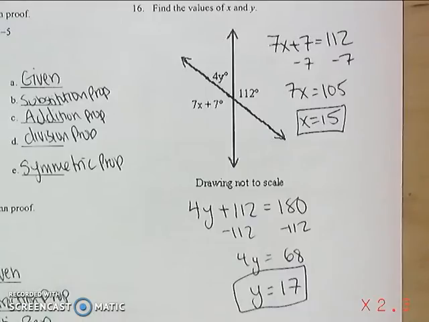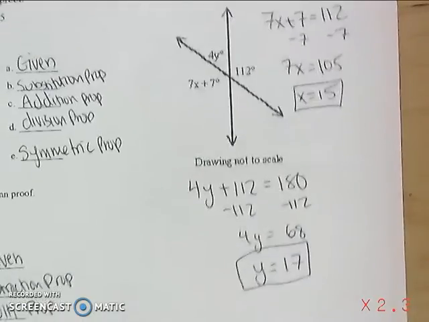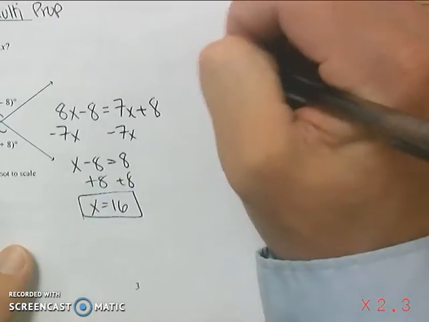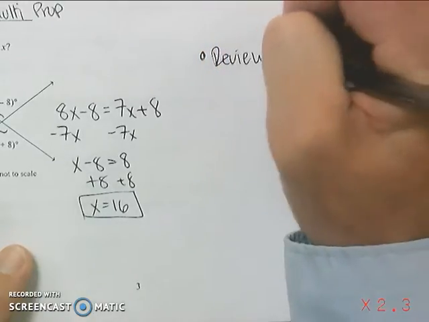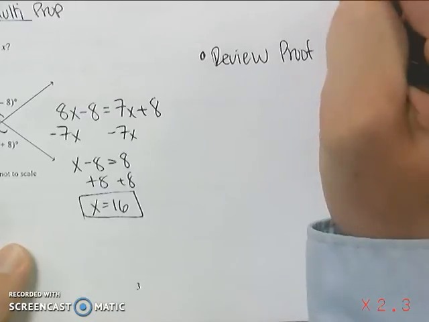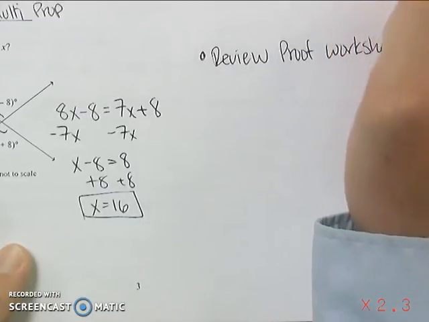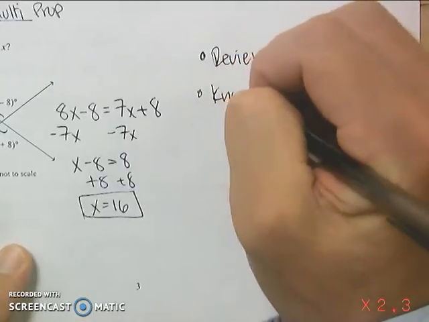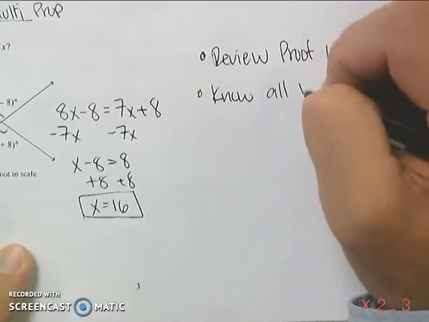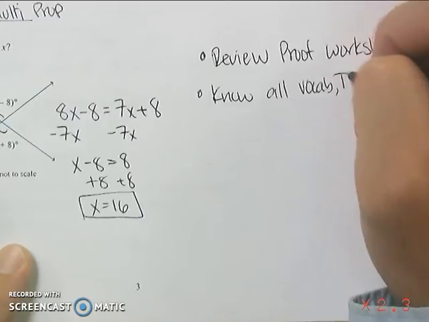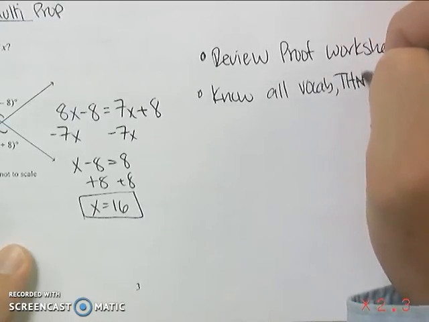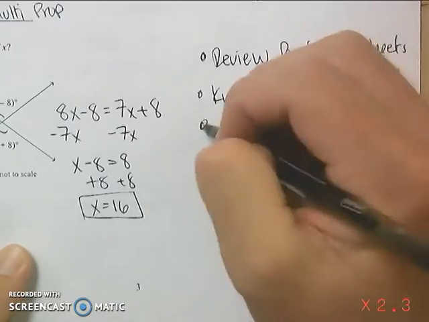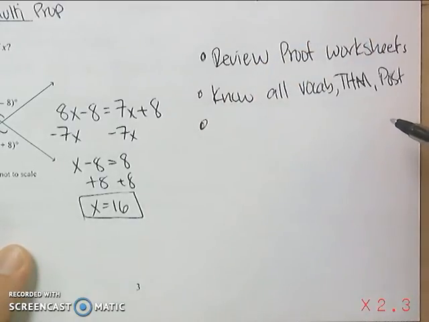So that study guide was pretty short. I highly recommend that you review proof worksheets. Okay, you're going to get more complex proofs than the ones on here. Know all vocab, theorems, and postulates.